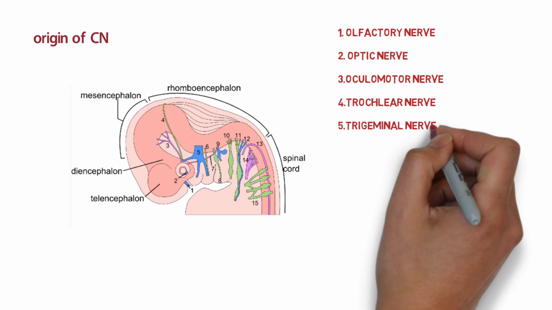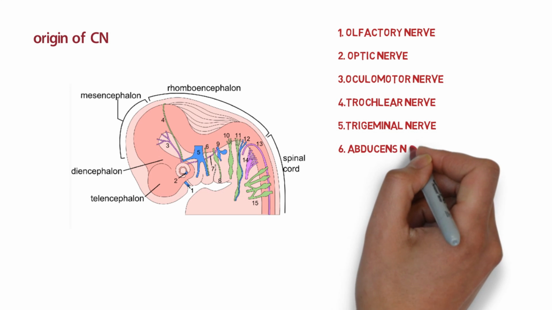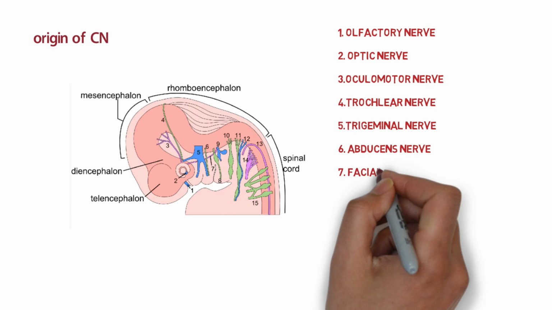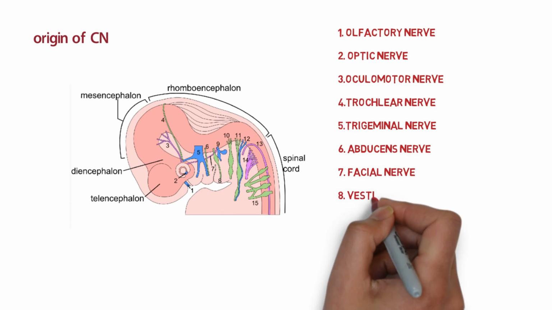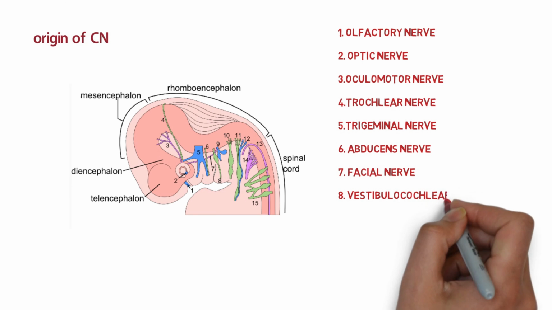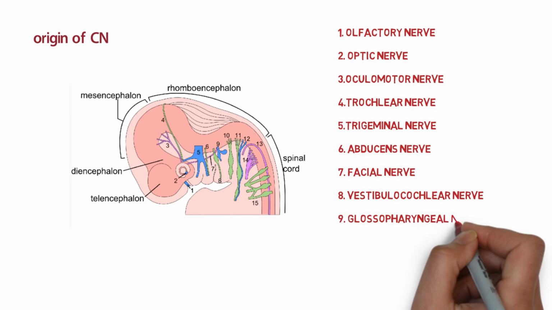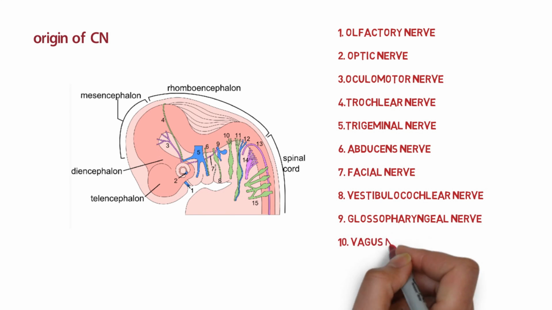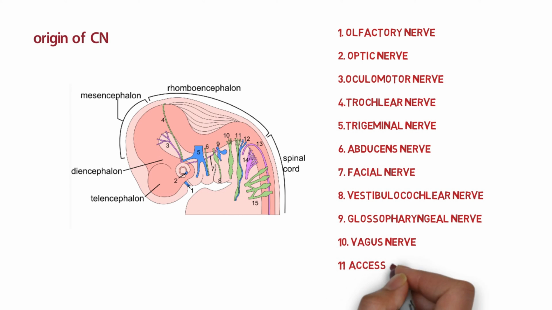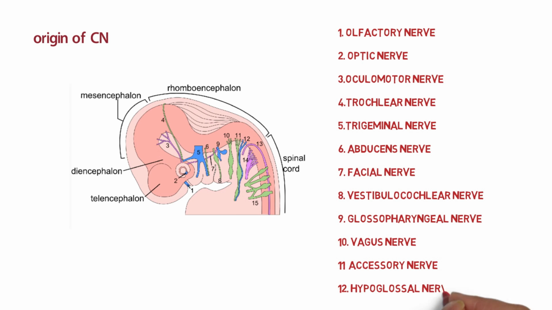Third, that is oculomotor, which develops from the mesencephalon. Fourth, that is trochlear, which develops from the metencephalon. Trigeminal is also developed from the metencephalon. Abducens, facial and vestibulocochlear, that is the 6th, 7th and 8th respectively, originate from the metencephalon, while glossopharyngeal, vagus, spinal accessory and hypoglossal originate from the myelencephalon. So these are the cranial nerves and their origin.